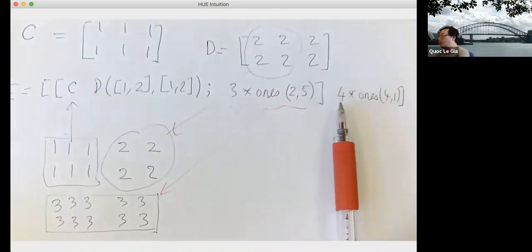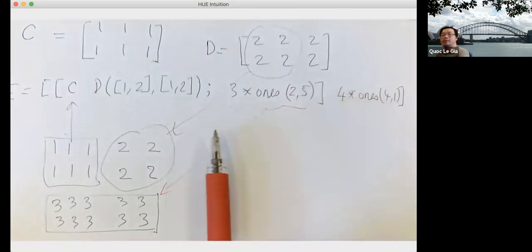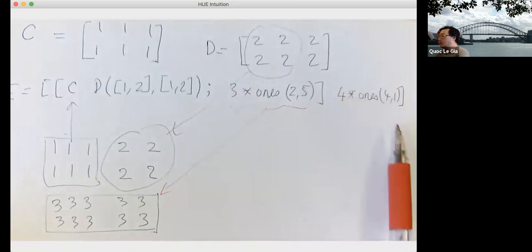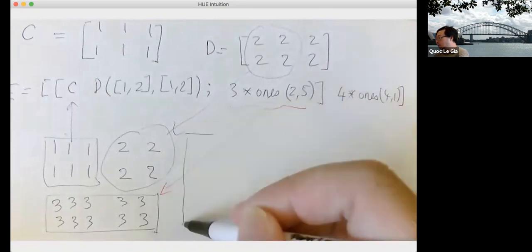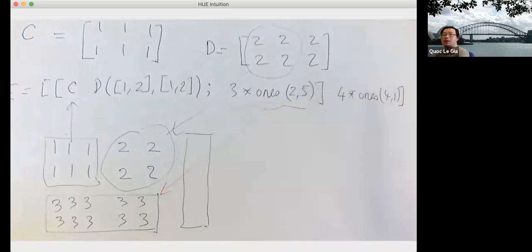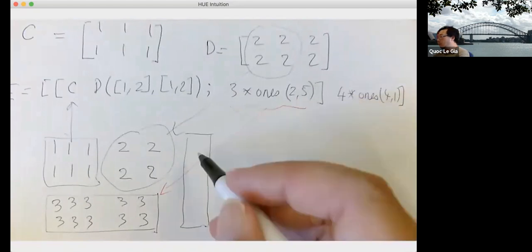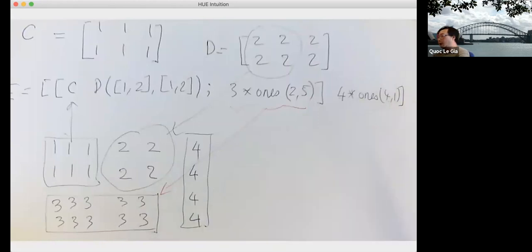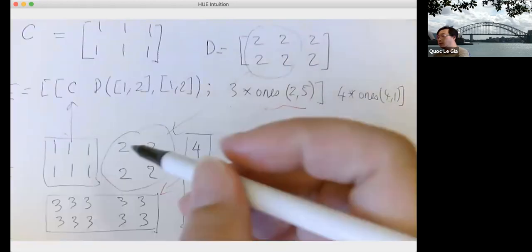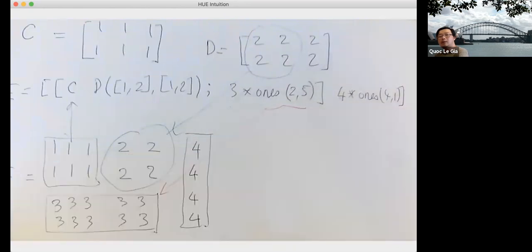Okay. And now you see the space here. The space here means that you just put it as the next columns. Okay. And what is that? It's a 4 by 1. And what are the entries? The entry is just 4, right? So 1, 1, 1, 1, but then multiplied by 4. So you get 4, 4, 4, 4. Yeah. And I claim that this is my matrix E.